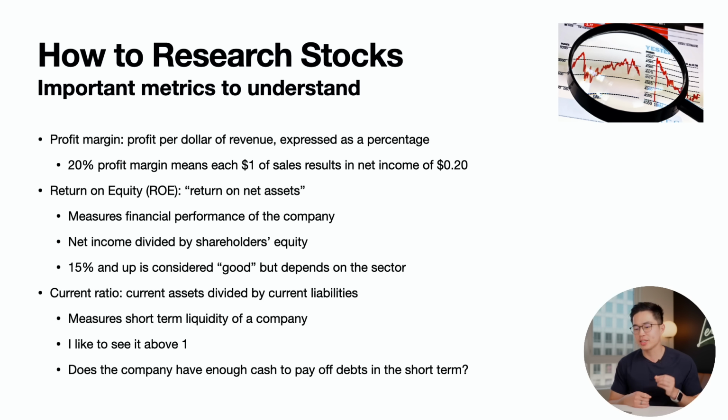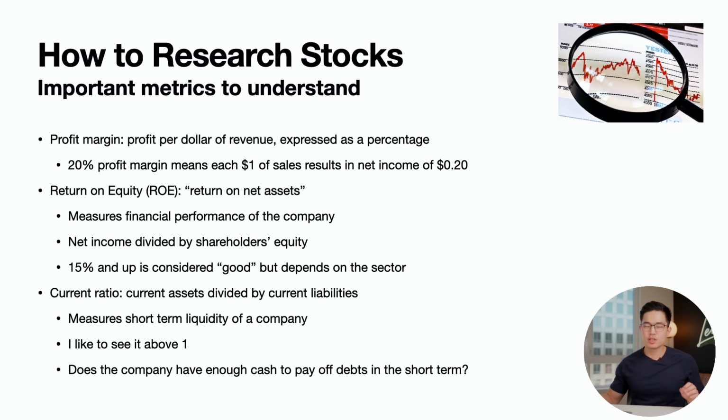Another very important metric is your profit margin. This is your profit per dollar of revenue expressed as a percentage. So let's say you have a company and they have a 20% profit margin. This means that for each $1 of sales, they are getting a net income of 20 cents. Another thing to know is your return on equity. This is the ROE, and it's basically calculating your return on net assets.